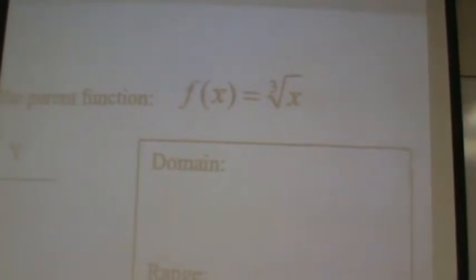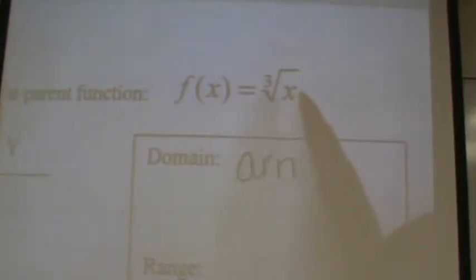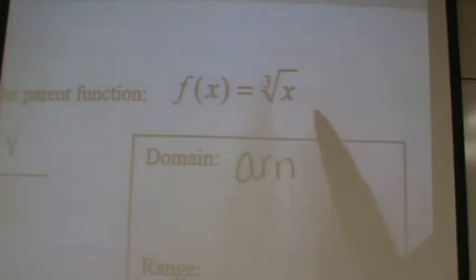Okay, so I have a question for you. What is our domain for cube roots? All real numbers. Why is it all real numbers? What's the reason? Because you can take the cube root of any number. You can take the cube root of a negative and a positive.